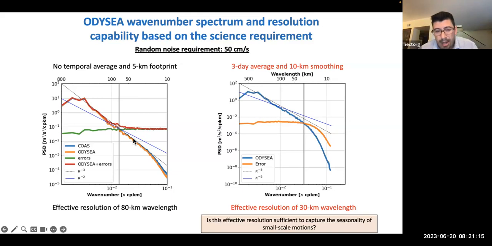Now I did several analyses, and what we found is that if you use a 3-day average and 10 kilometers smoothing, you can get the 30 kilometers effective resolution in terms of wavelength. So this is the right panel here. This is when you take into account the temporal average and the spatial smoothing. And so now the question: is this 30 kilometers sufficient to capture the seasonality of small scale motions?